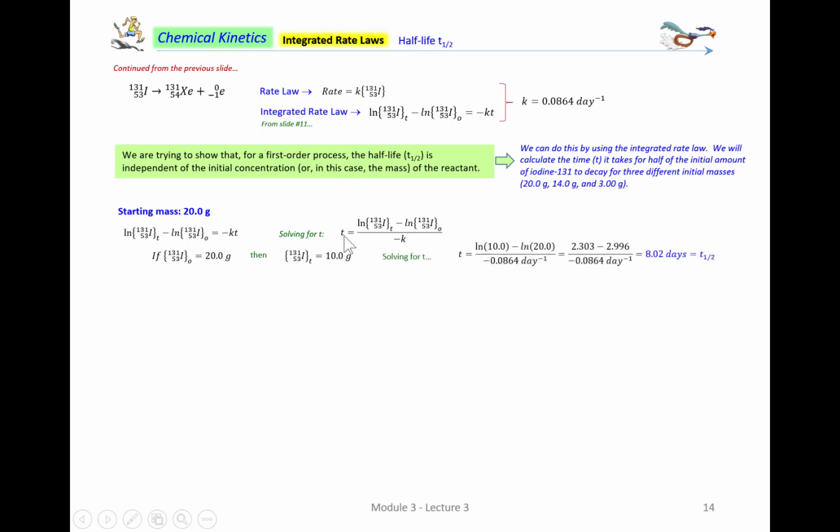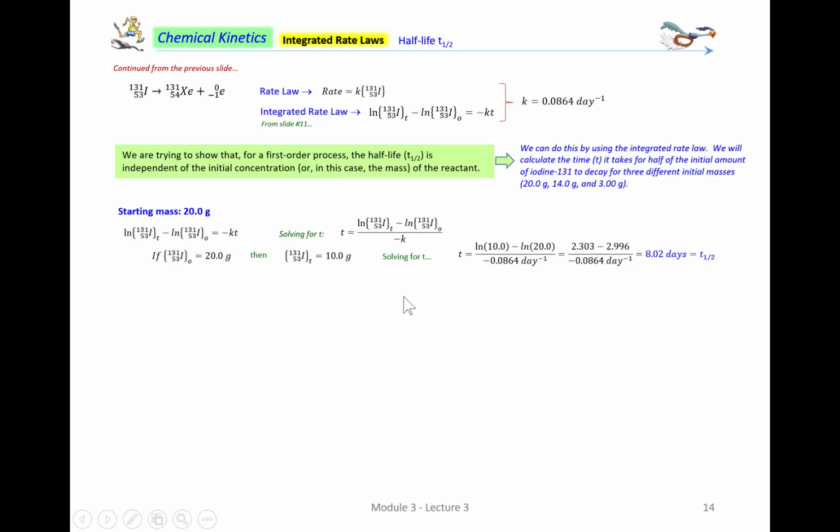So the time it takes for half of it to disappear would be the natural log of 10, which would be the amount at time t, minus the natural log of the starting amount divided by the rate constant. If we do the math here, we end up with 8.02 days. And by definition, that's the half-life because that's the time it takes for half of this to disappear.